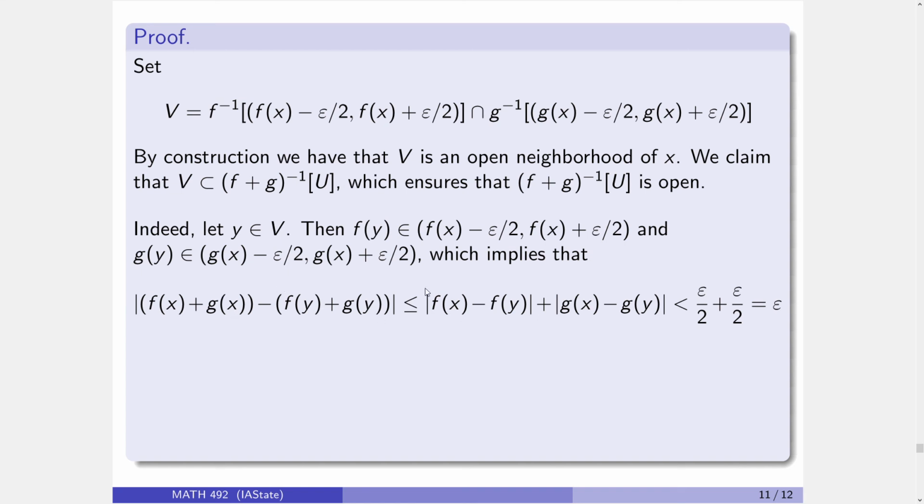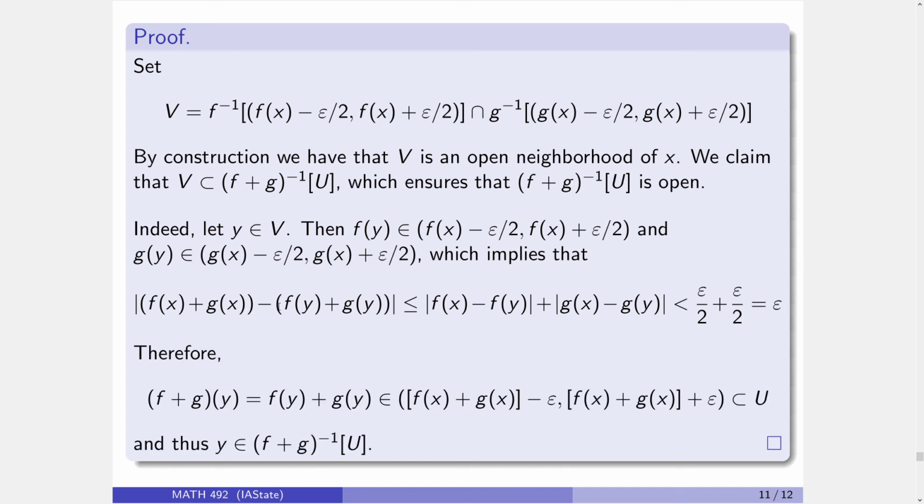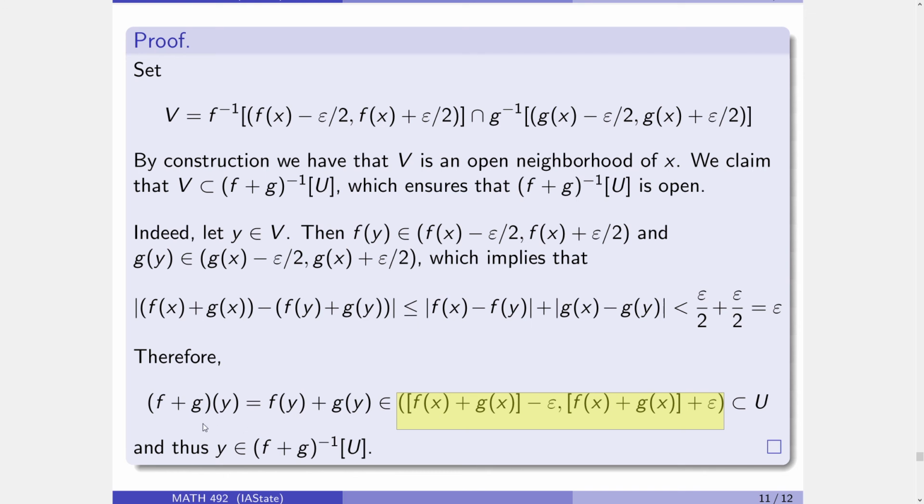And then if you look at f of x plus g of x minus f of y plus g of y, by the triangle inequality, that splits up like this. This here, since f of y lives in here, must be less than epsilon over 2. Here, since g of y lives in here, this must be less than epsilon over 2. And hey, add them together, you get epsilon. So that means f of y plus g of y must live in this set, which is a subset of u.